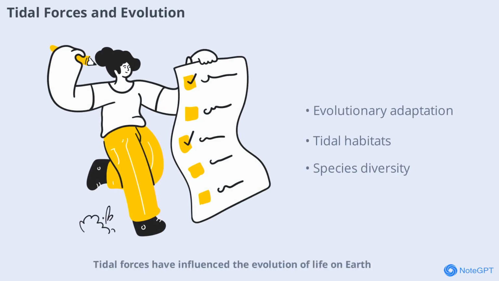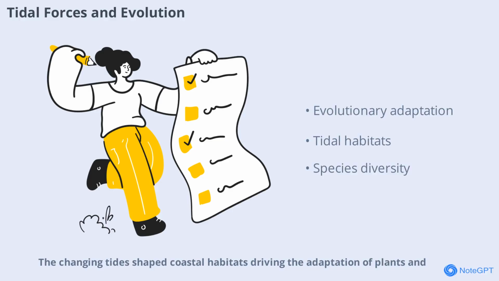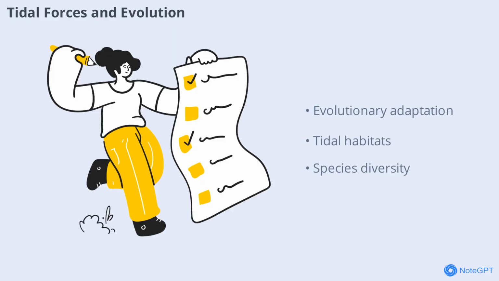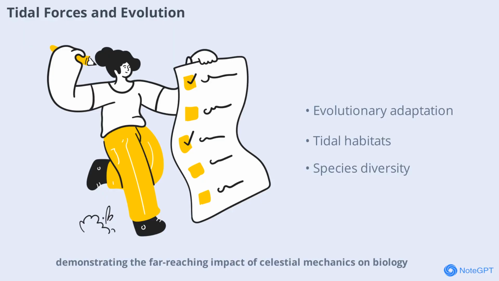Tidal forces have influenced the evolution of life on Earth. The changing tides shaped coastal habitats, driving the adaptation of plants and animals to both land and water environments. Many species have evolved to take advantage of tidal cycles, demonstrating the far-reaching impact of celestial mechanics on biology.